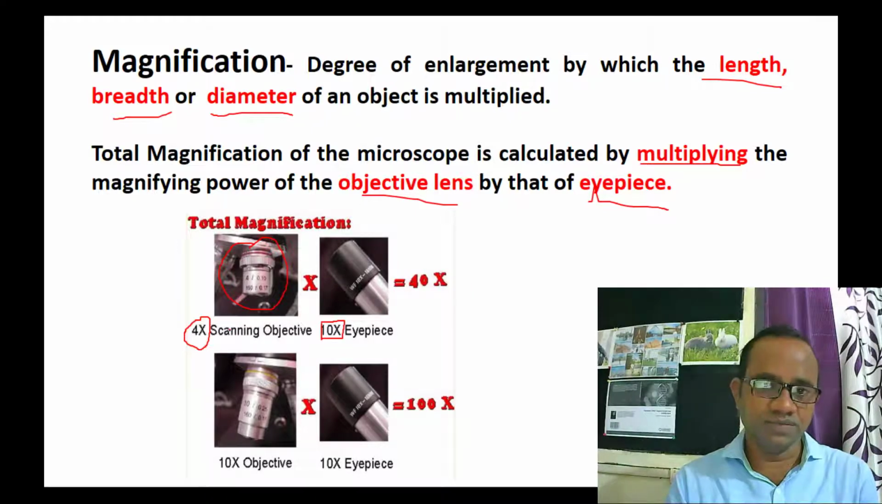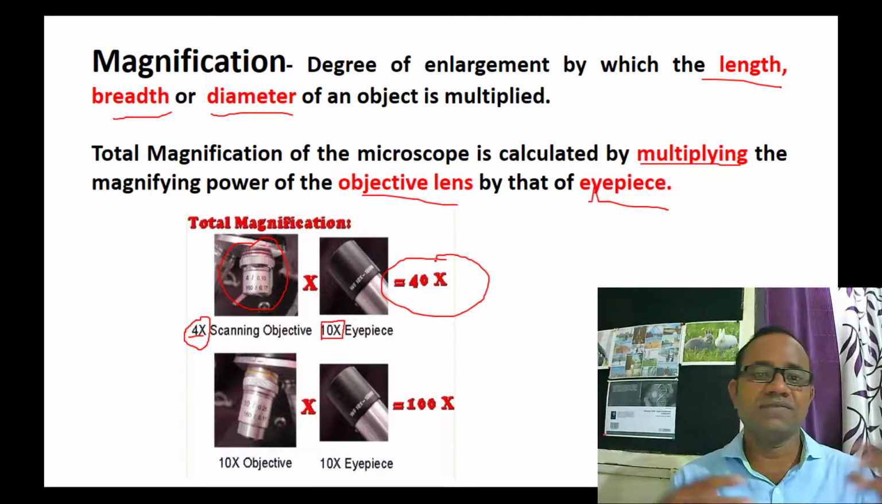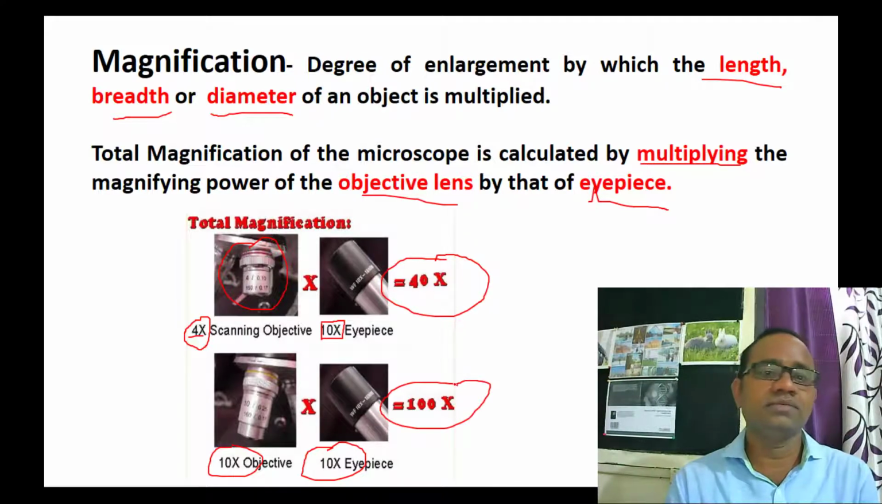Okay, so we multiply the objective lens and the eyepiece. Their capacity is 4 and 10, so it becomes 40x. So 40x is the magnification power of that objective lens. Similarly here, 10x and the 10x of the eyepiece power, so it becomes 100x, right? So the magnifying power of the objective lens and the magnifying power of the eyepiece will give you the total magnification, right?